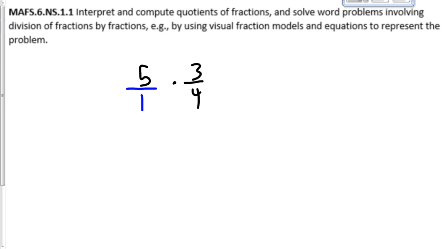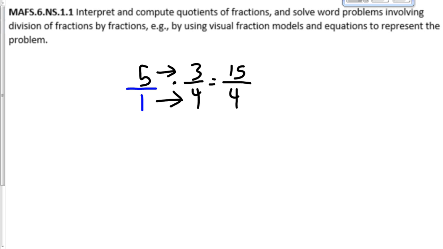Then we just treat the problem like we normally would. I'm going to multiply straight across. 5 times 3 is equal to 15. 1 times 4 is 4. Now I have an improper fraction as an answer. I can't have that. I got to change it to a mixed number.